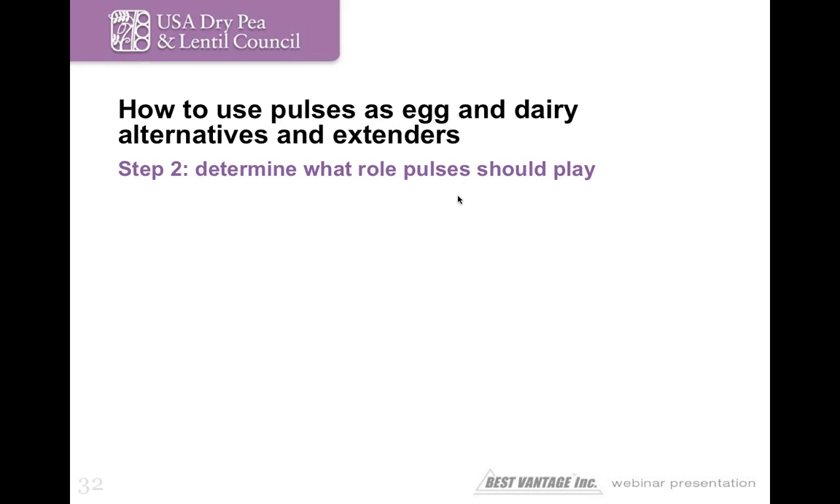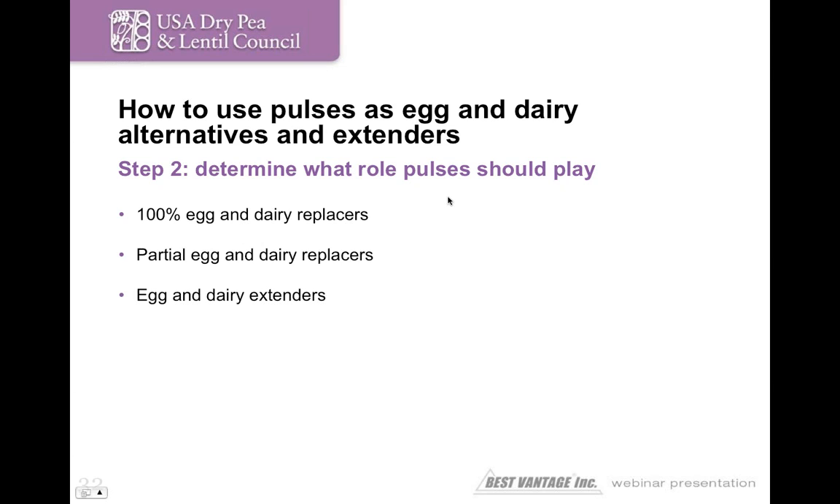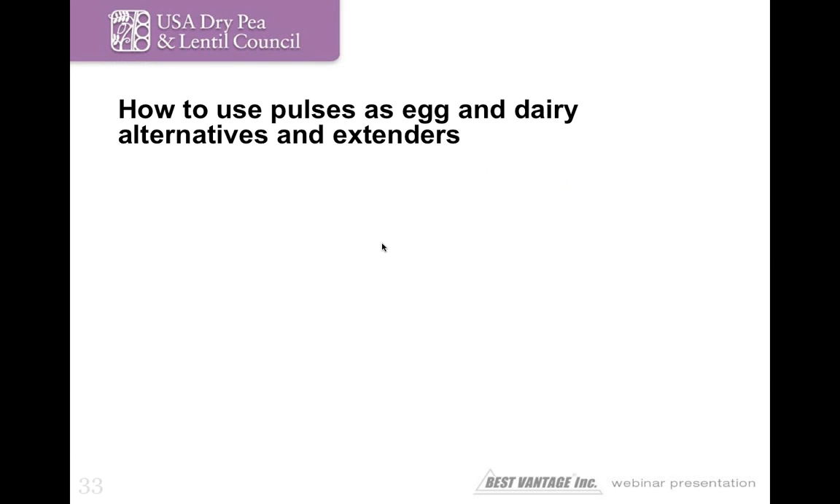Step two, we should determine what role pulses will play in your product. Are you looking to replace 100% of your egg and dairy ingredients? Are you looking for a partial egg and dairy replacer? Are you looking to extend the dairy and egg ingredients that you have in your product? And finally, are you looking simply to extend dairy and egg extenders that are already present in your product?